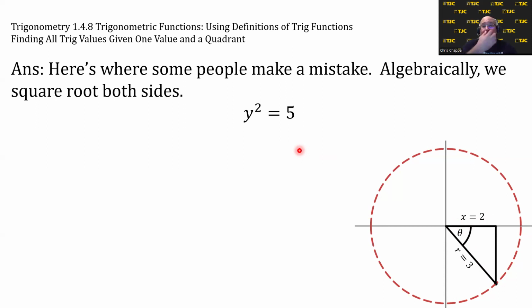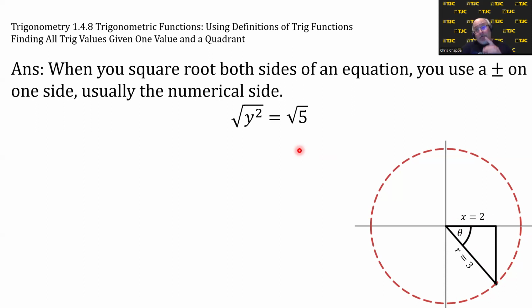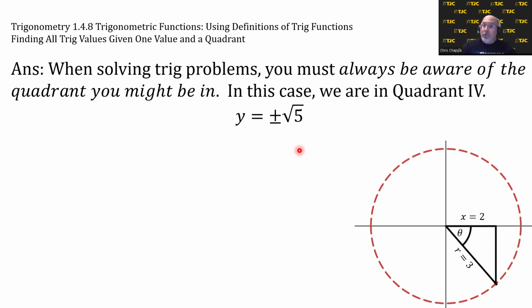And then here's where some people make a mistake. Algebraically, we take the square root of both sides to cancel the square. However, when you take the square root of both sides of an equation, you use a plus minus on one side, usually the numerical side. In this case, we put a plus minus in front of the square root of 5, algebraically. But when solving trig problems, you must always be aware of the quadrant you might be in.